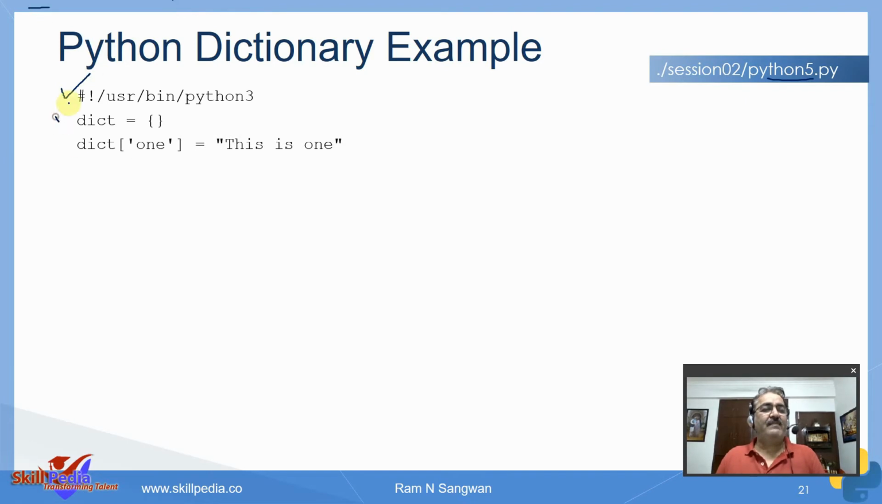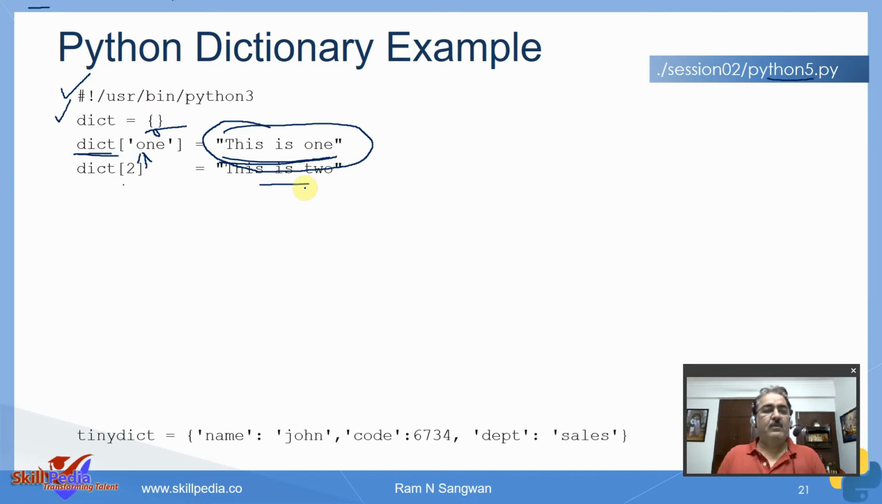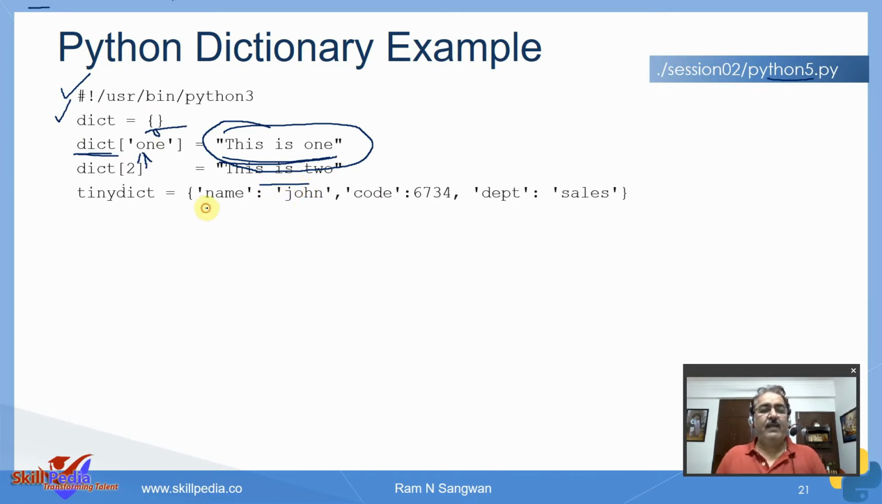So this is a dictionary, assigning a dictionary. And how are you assigning the value? Dictionary, index, value. This is element 1, this is value 1 assigned to index 1 of this variable with the name dict. Second element, this is 2, and another dictionary: name John, code 763534, department sales. So this is the key. Take note of that. These are the keys, and these are the values. Value, value, value. So key value pair.